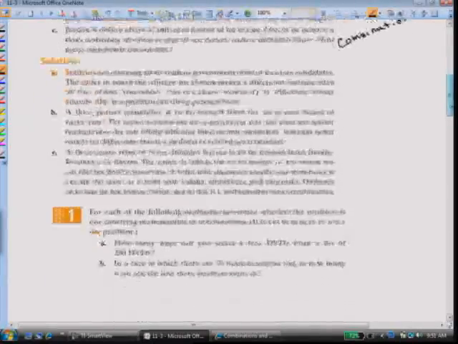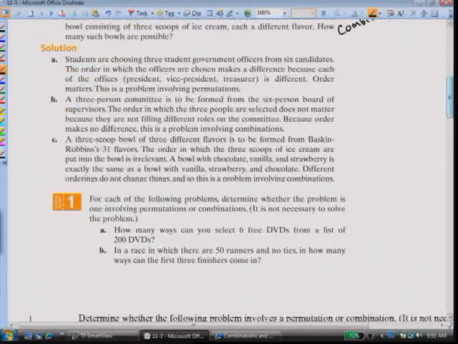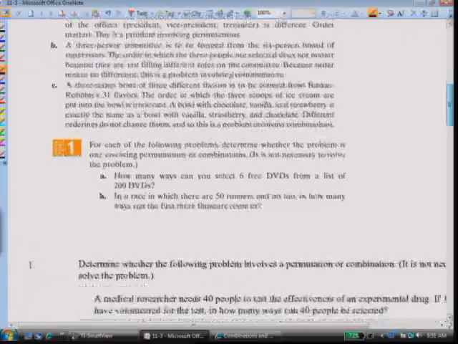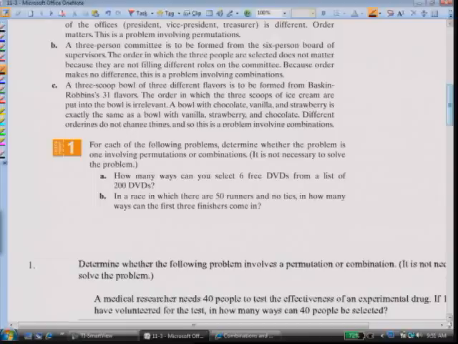So let's try a couple. These are from the textbook as well. It says we want to decide whether it's a permutation or a combination. It says, how many ways can you select 6 free DVDs from a list of 200 DVDs? Okay, so would that be a combination or a permutation? Combination. Right, because it doesn't matter the order that you select, right? If you got 6 movies and you mix them up, it's still the same selection of 6 movies. So this is clearly a combination.